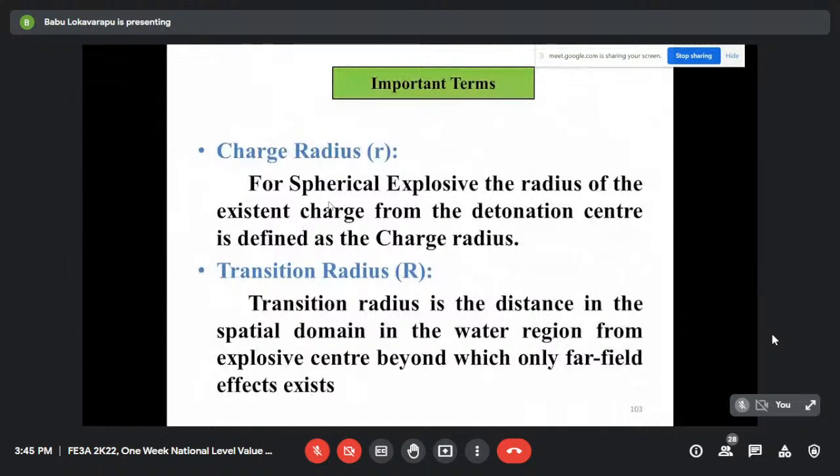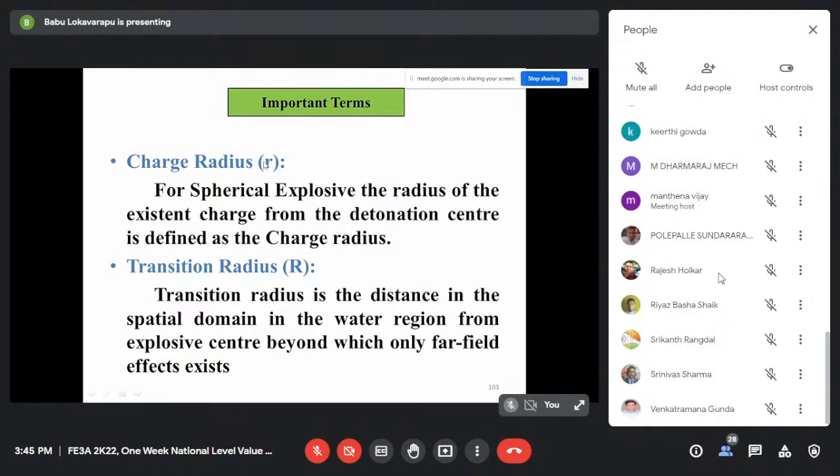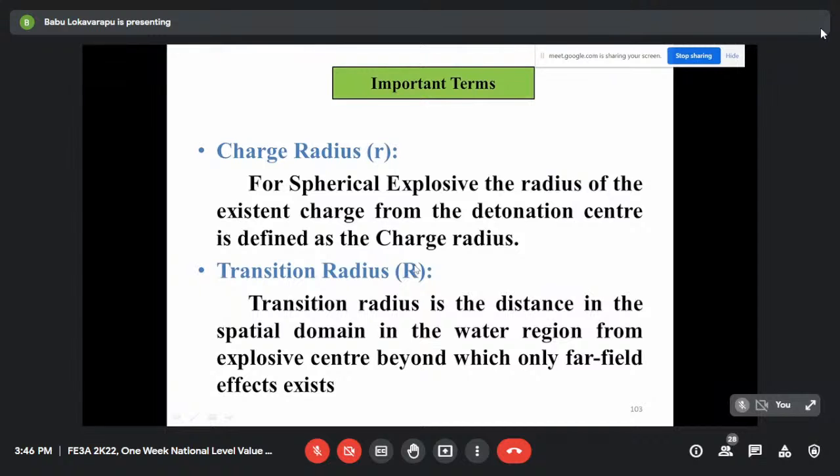And there are two parameters that need to be studied. One is small r, which indicates the radius of the charge, and another one is capital R, the transition radius. Okay. The small r is nothing but the radius of the charge; we are starting from 20, 30 up to 100. The capital R is nothing but the transition radius, meaning where it changes from near field to far field. That is the capital R parameter.